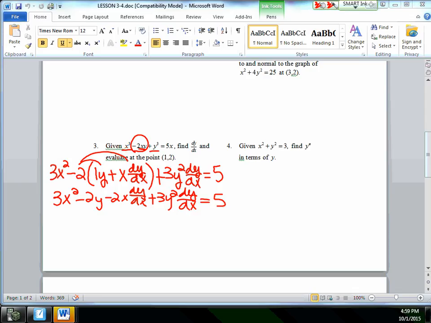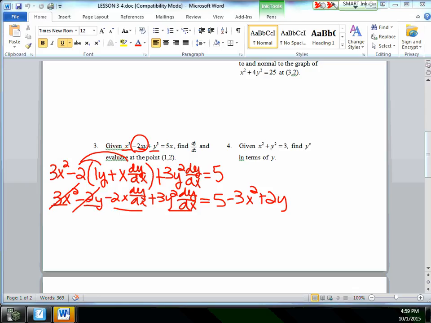Now we want to keep everything with the dy/dx on the same side and move everything else to the other. So these two are going to go to the other side. So that becomes minus 3x squared plus 2y. I have moved them. So now this is the new step that we didn't practice before. I want to solve for dy/dx.